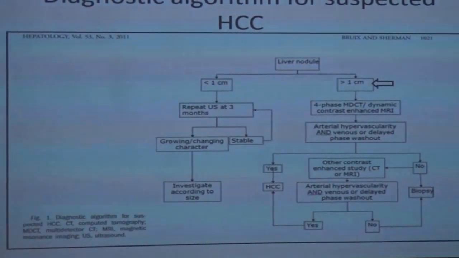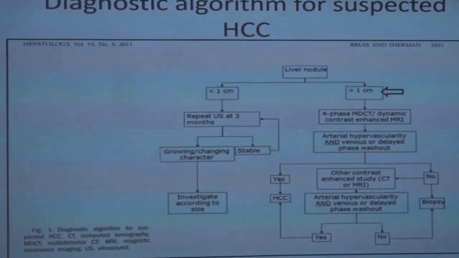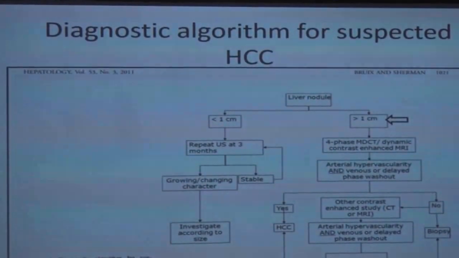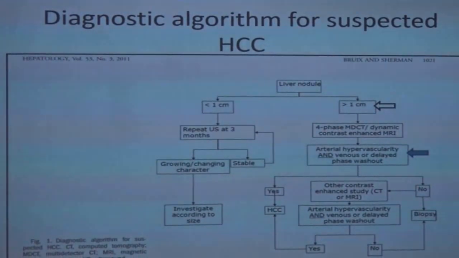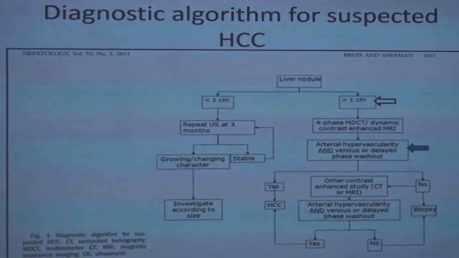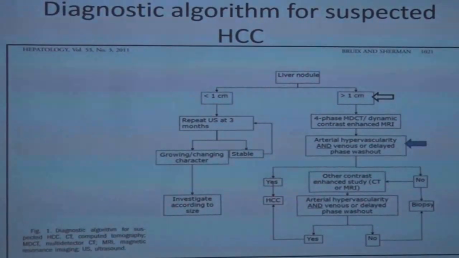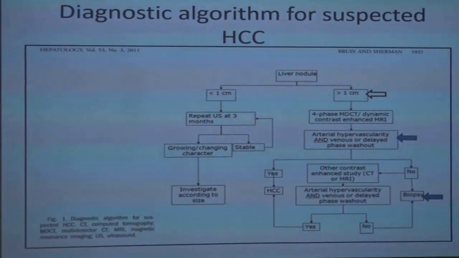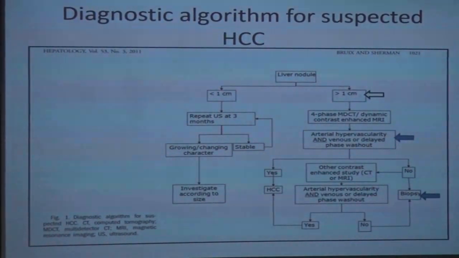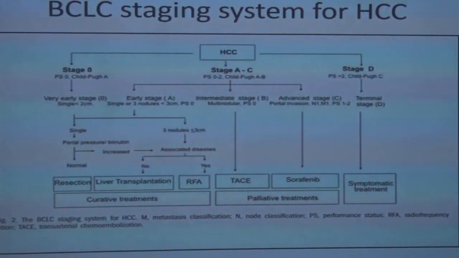If we get the typical enhancement pattern, there is no need for any further investigation. If we don't get anything, we have to go for a further supportive MRI or CT scan. Even if we don't get it there, we have to go for the biopsy. And ultimately, if the biopsy shows HCC, then we have to offer treatment for the given HCC, and it should depend on the BCLC staging system.